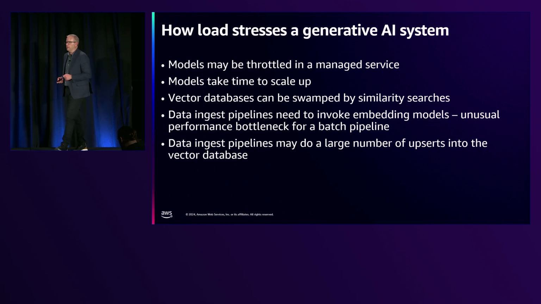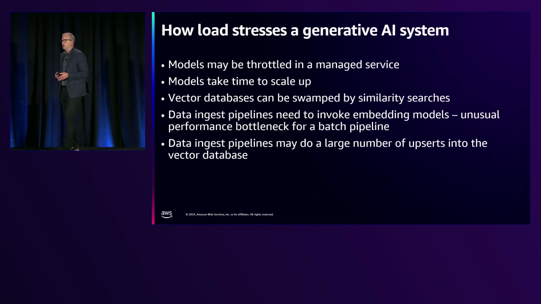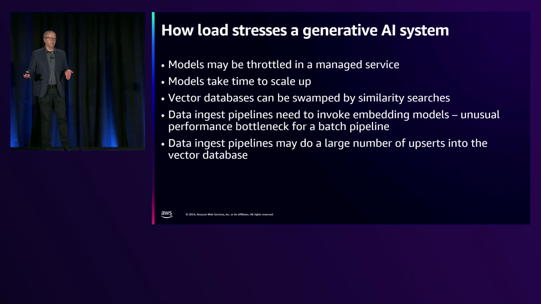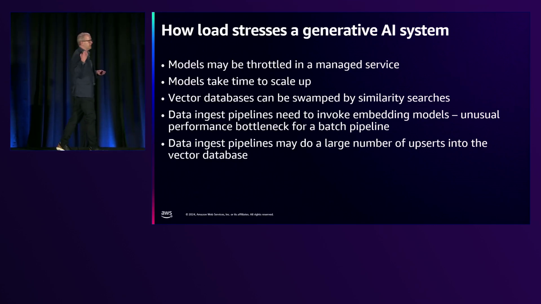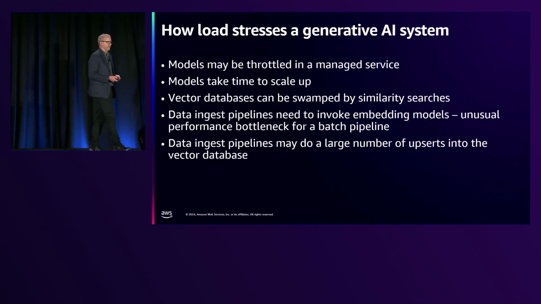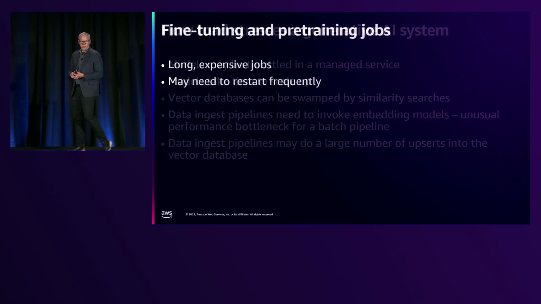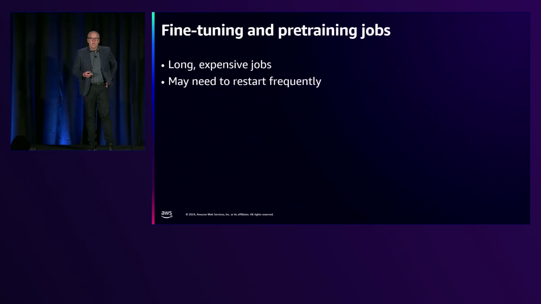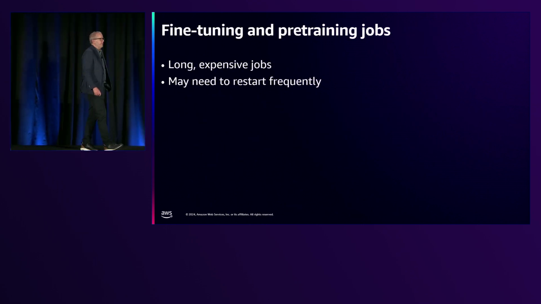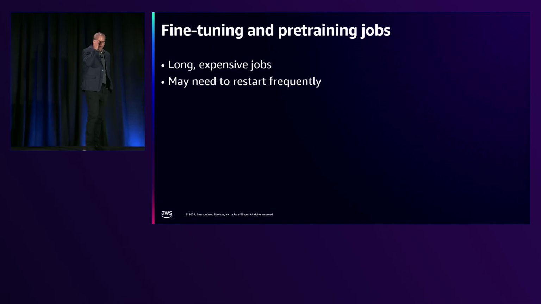And then finally, again, data ingest pipelines. If you are running a big one and you're uploading millions of PDF documents, you're going to be putting a lot of stress on your vector database. So these are just a few of the unique areas where performance load becomes something to consider in a Gen AI system.